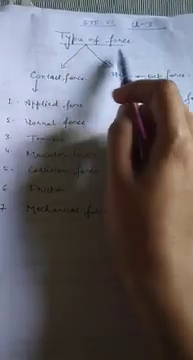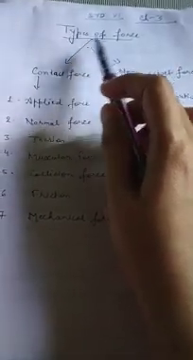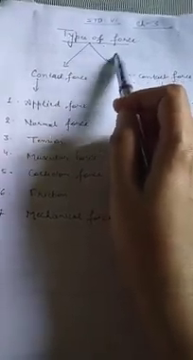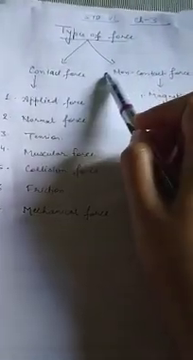Students, today's topic is types of force. In my last class, I taught you that when a force acts on a body, it either moves from rest, or comes to rest from motion, or changes its shape or size. This shows that an unbalanced force is acting on the body.